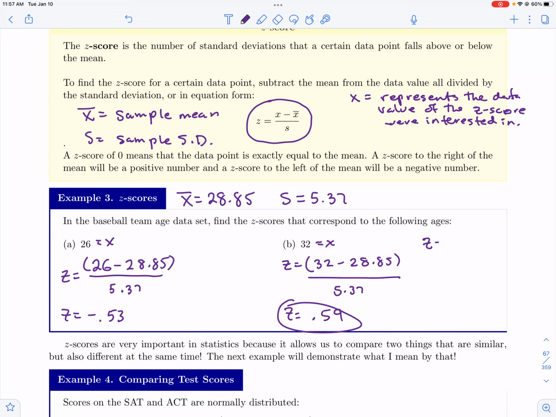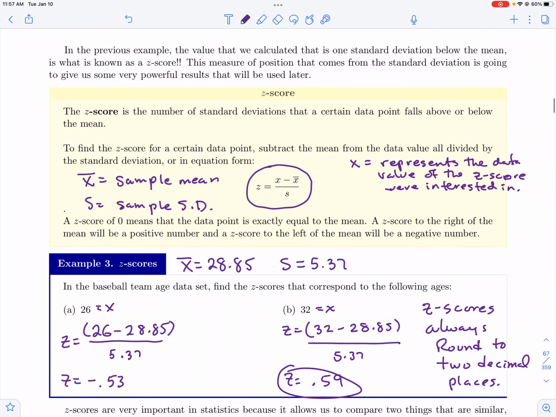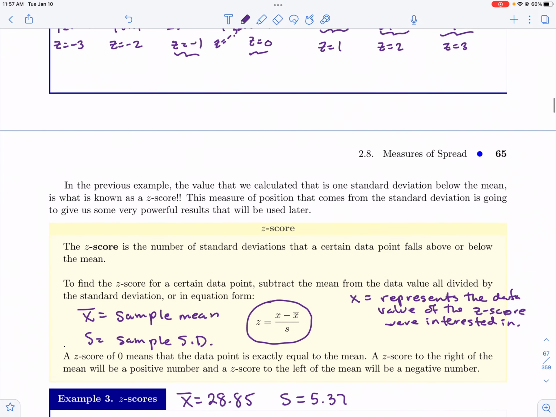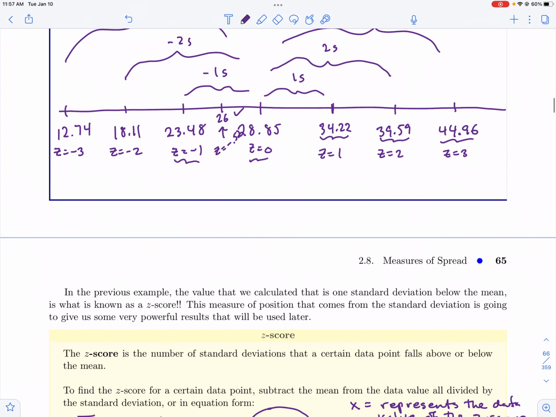So for z-scores, always round to 2 decimal places. All right, so again, let's go up to where we drew our little number line and just verify that that 0.59 seems reasonable. Our 32 is going to be somewhere here in the middle, and so z equaling 0.59 seems pretty reasonable of a z-score for that. So that looks good. Perfect.